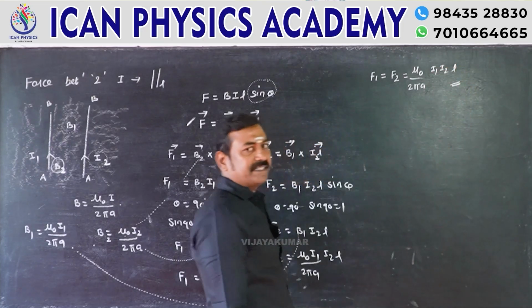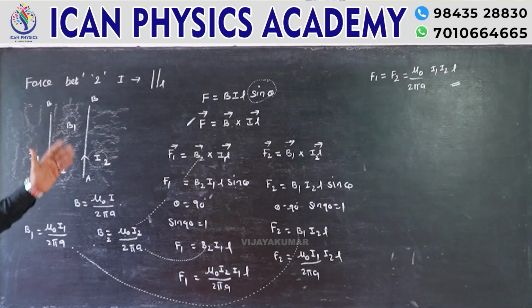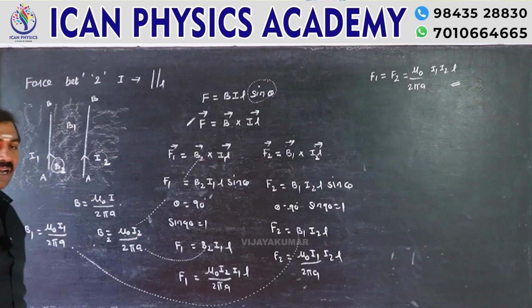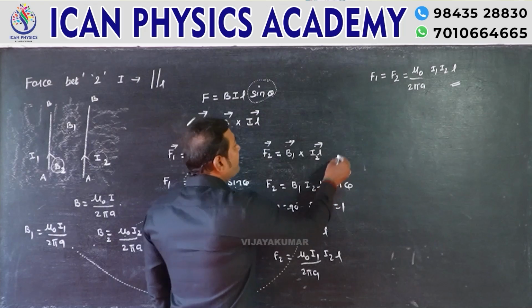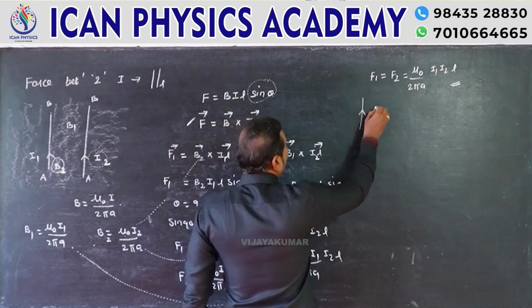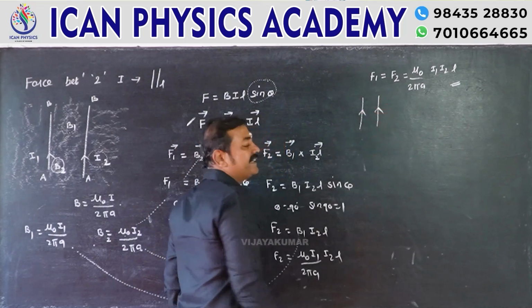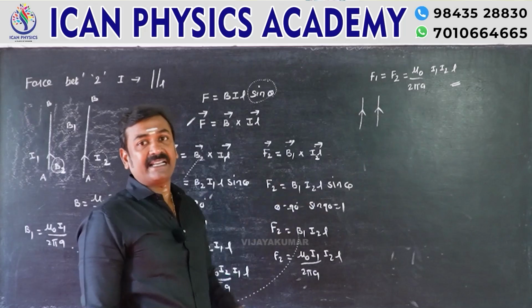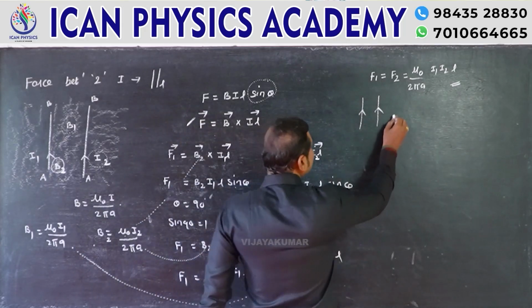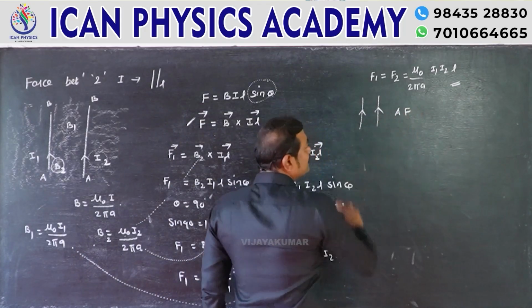So this is the expression for force between two current carrying conductors when kept parallel to each other. Okay. So if an objective question is asked: when the two current carrying conductors carry the current in the same direction, they experience an attractive force.